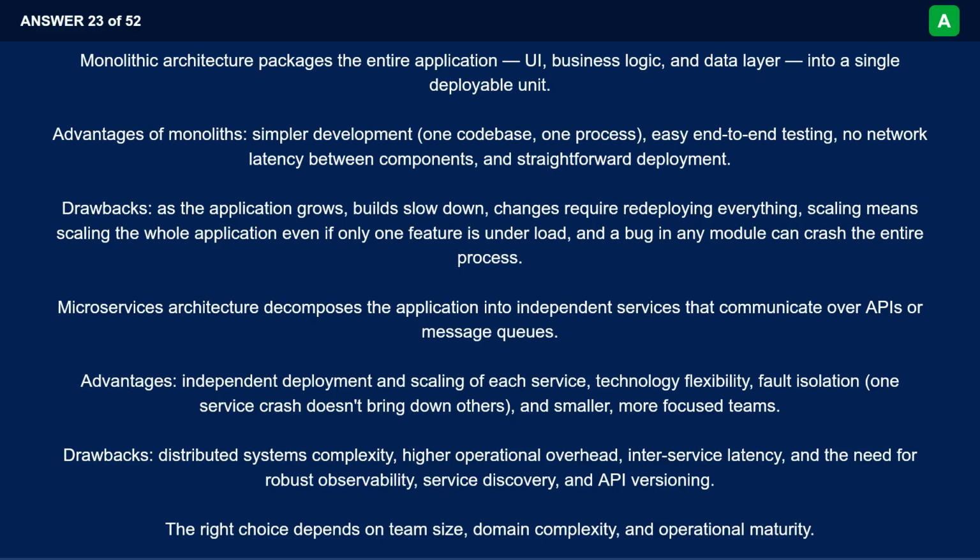Advantages: independent deployment and scaling of each service, technology flexibility, fault isolation, one service crash doesn't bring down others, and smaller, more focused teams. Drawbacks: distributed systems complexity, higher operational overhead, inter-service latency, and the need for robust observability, service discovery, and API versioning. The right choice depends on team size, domain complexity, and operational maturity.